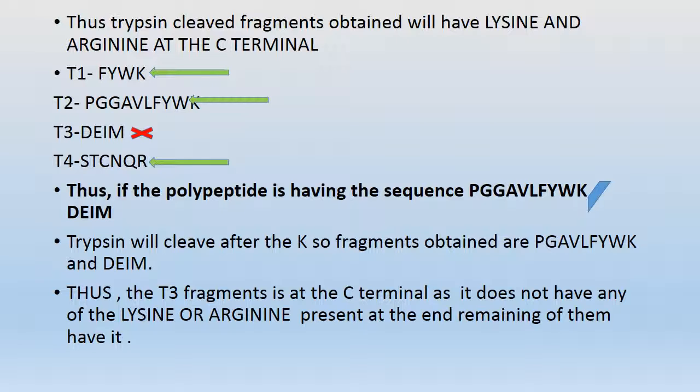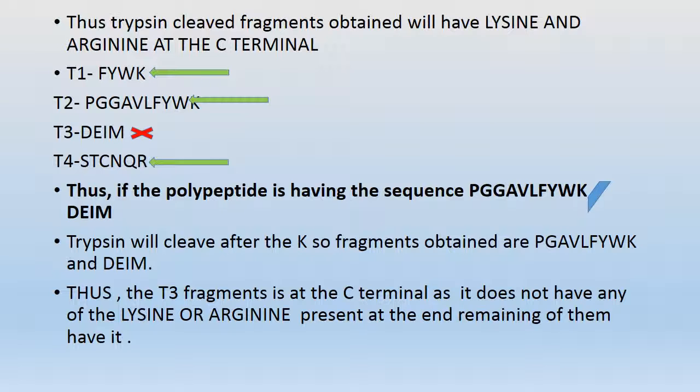fragment is at the C terminal, as it does not have any lysine or arginine present. You are seeing the T3 fragment that we have obtained after treating with trypsin, right? It has DEIM, right? It means that this T3 fragment is at the C terminal. It has neither lysine nor arginine. It means that it is either at the end or at the beginning of the residues, right?